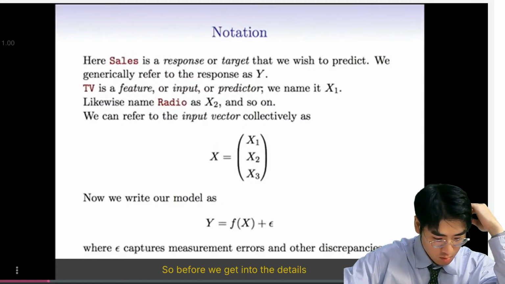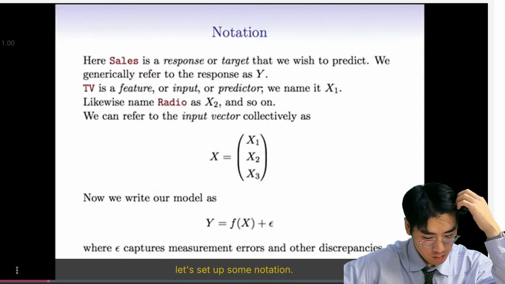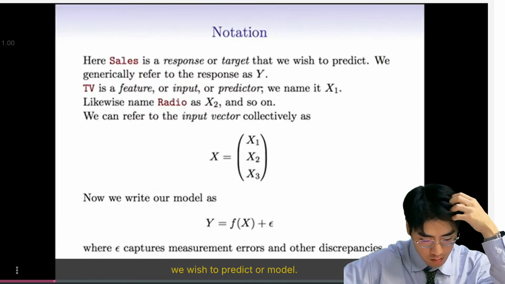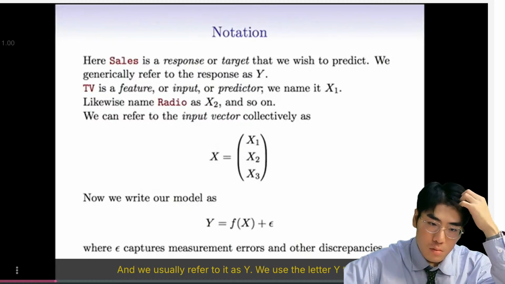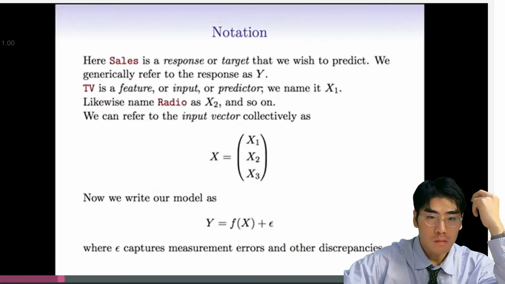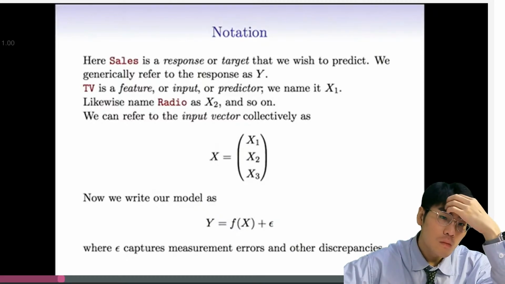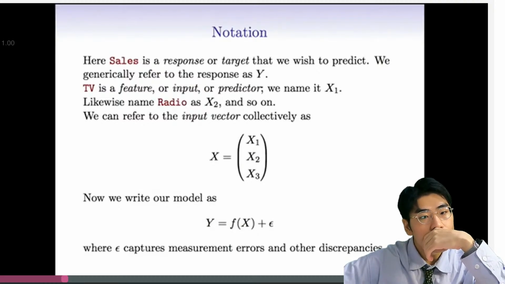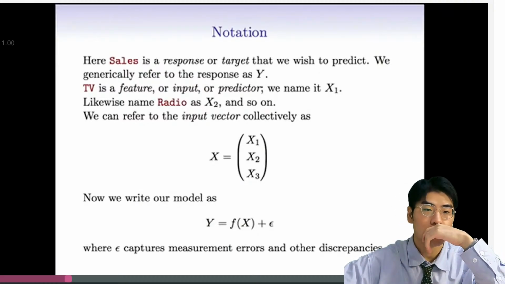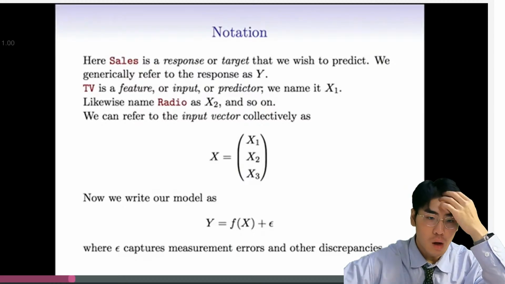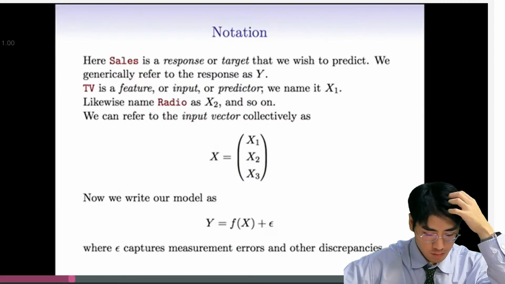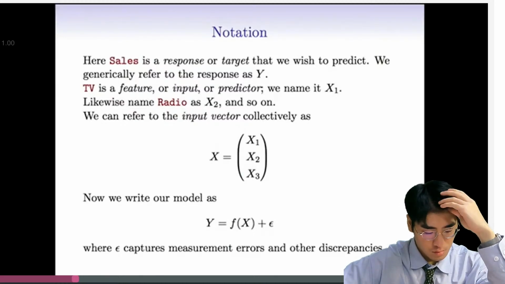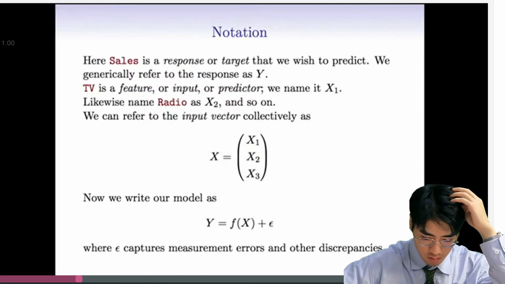So before we get into the details, let's set up some notation. Sales is the response or the target that we wish to predict or model, and we usually refer to it as Y. TV is one of the features or inputs or predictors, and we'll call it X1. Likewise, radio is X2 and so on. In this case, we've got three predictors, and we can refer to them collectively by a vector X with three components, X1, X2, and X3. And vectors we generally think of as column vectors. So that's a little bit of notation.